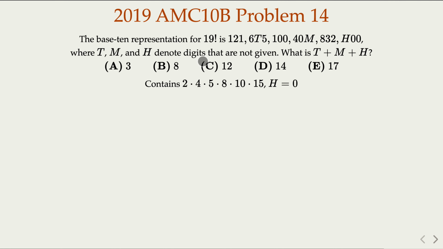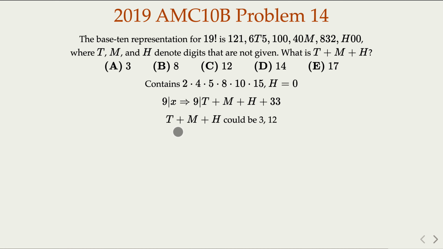But we don't know about T and M. We're going to use the fact that 19 factorial contains 9, so this whole thing is a multiple of 9. Which means the sum of digits is a multiple of 9. H is 0, and T plus M is going to be between 0 and 18. So for the whole value to be a multiple of 9, the sum could be 3 or 12. But is it 3 or 12? We need to figure it out, because it's either A or C.